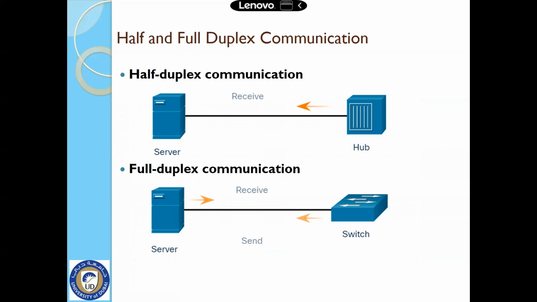We just talked about half duplex and full duplex. In half duplex, if this one sends, this one just receives. It's kind of simple. But with full duplex, they can send and receive at the same time.